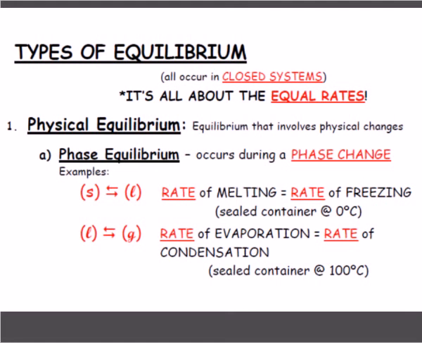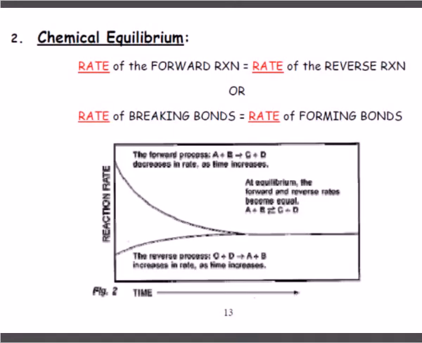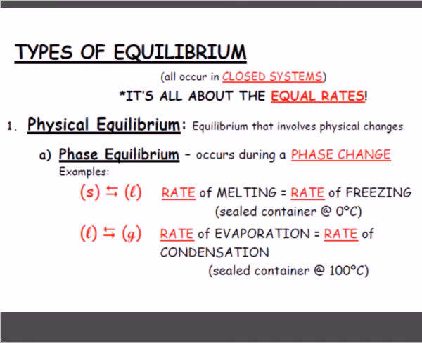So physical equilibrium, guys, involves physical changes where you have phase change examples. For example, solid to liquid, the rate of melting equals the rate of freezing. We know from KMT that happens at 0 degrees Celsius. Or liquid to gas, the rate of evaporation equals the rate of condensation, in a sealed container at 100 degrees Celsius. So we've talked about these two types of things already. Chemical equilibrium, guys, that's what we'll start talking about tomorrow.